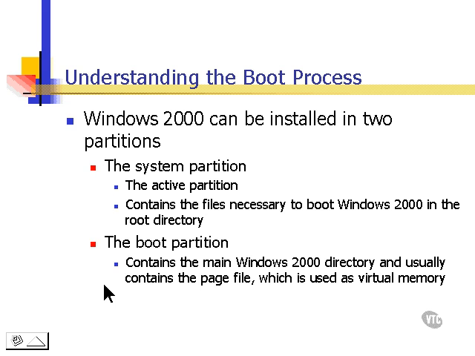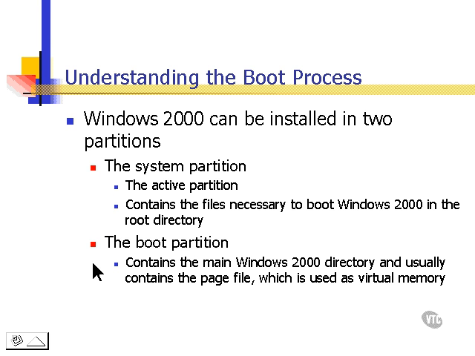To understand the boot process, we need to understand the terminology that Microsoft uses for the partitions. And although this seems backwards, this is the way they did it. The system partition is the active partition, and the system partition contains all the files that are necessary to boot Windows 2000 in the root directory.